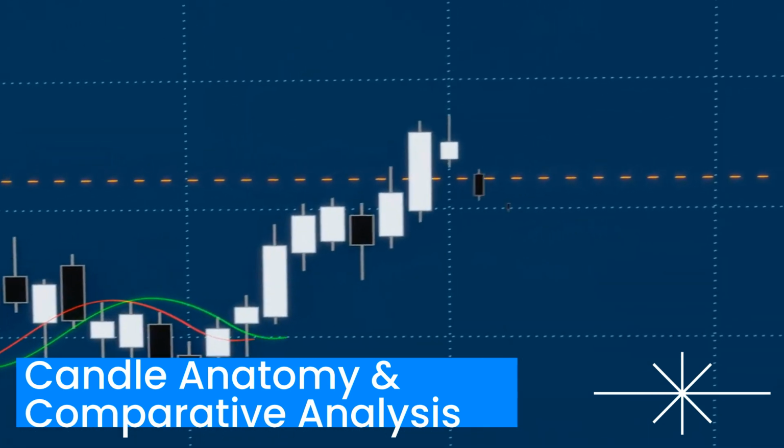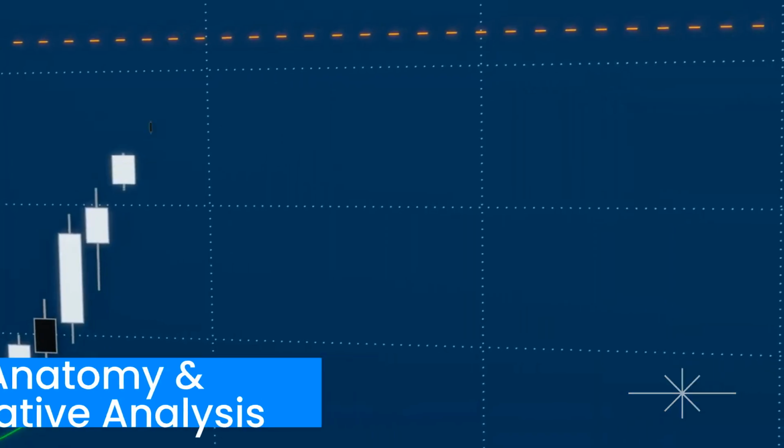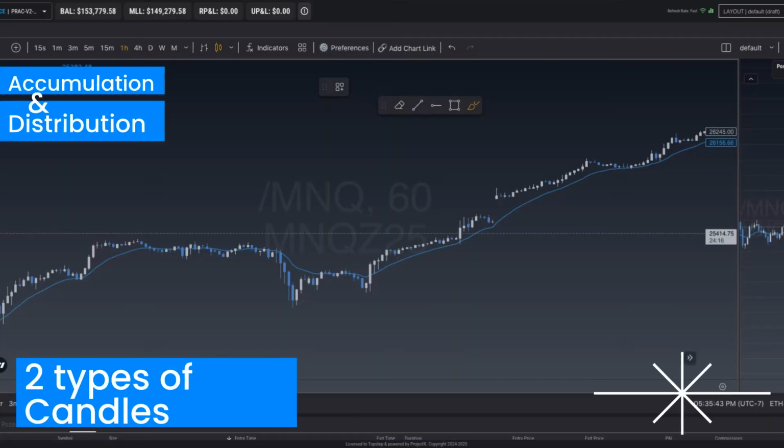Before covering this, we'll review candle anatomy and trading 101. There are two types of candles: distribution and accumulation. Distribution candles go down and distribute in price, while accumulation candles accumulate and increase in price.